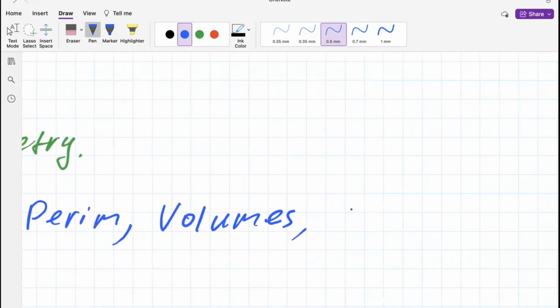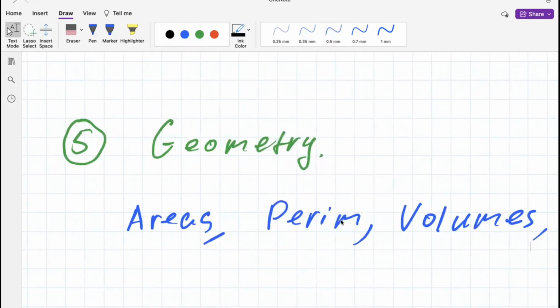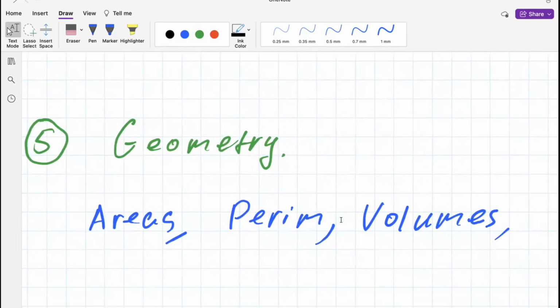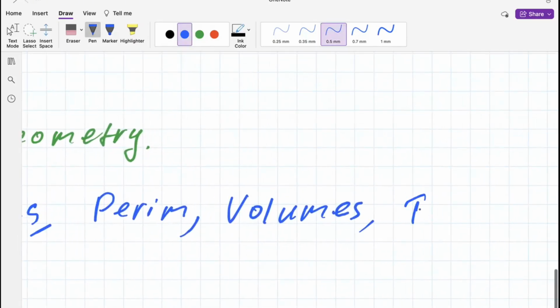you'll study also... Is this for the test also? Yes, it is for the test as well. In the test, you'll cover geometry for sure. So areas, perimeters, volumes, total surface areas.